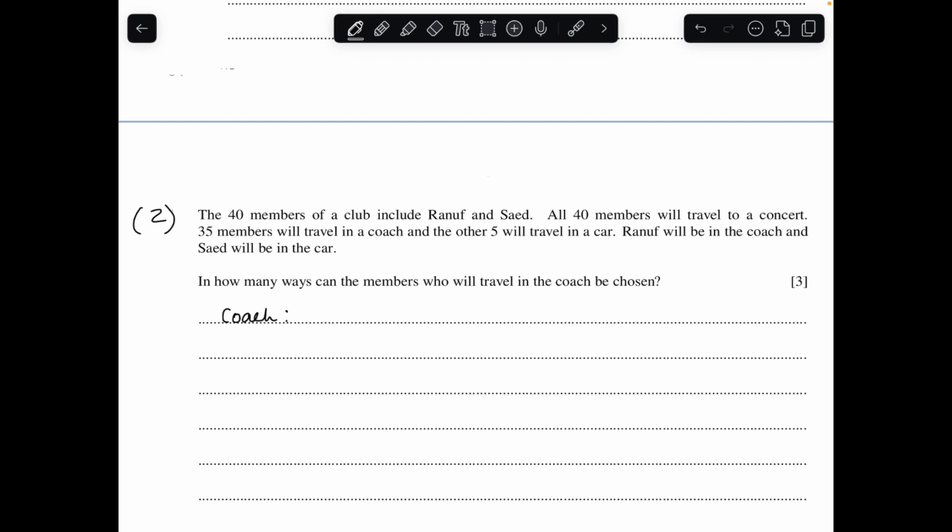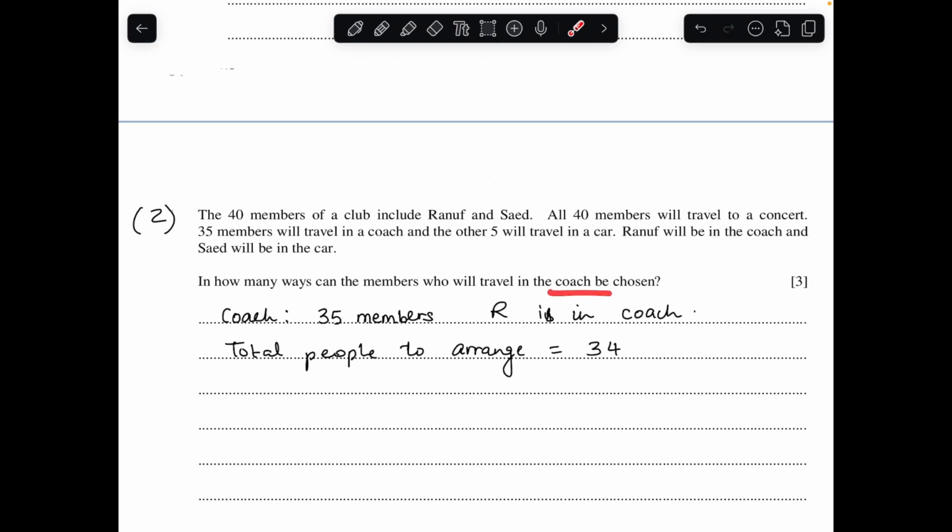All right, so in coach we have total 35 members. And we know that Ranuf will be in coach. So basically in coach we are left with... Ranuf is in coach. Coach is nothing but like a bus, okay? So Ranuf is in coach. So total people left to arrange. Again, you don't need to write all this. I'm just writing to explain. 34. Total people to arrange is 34.